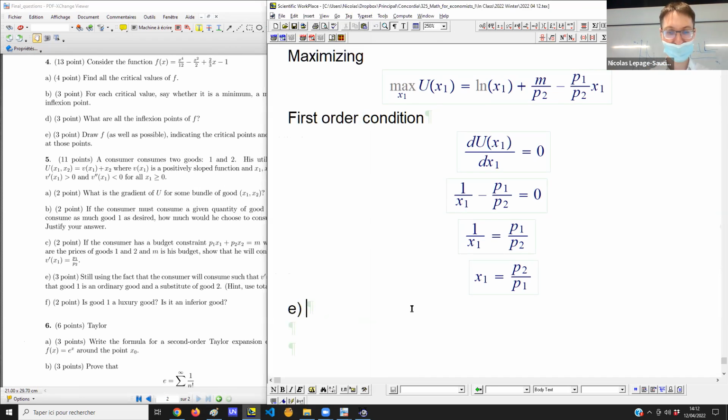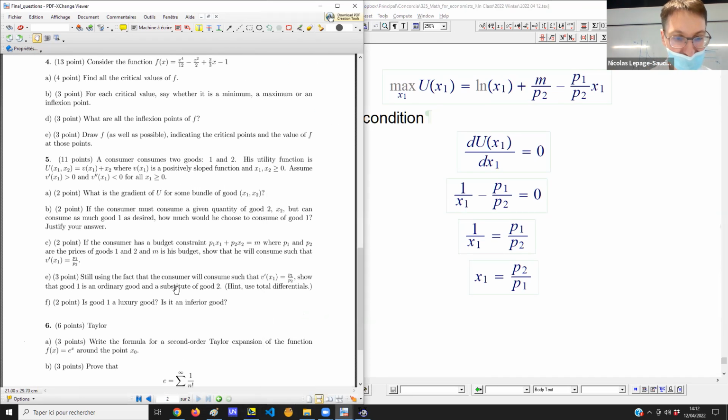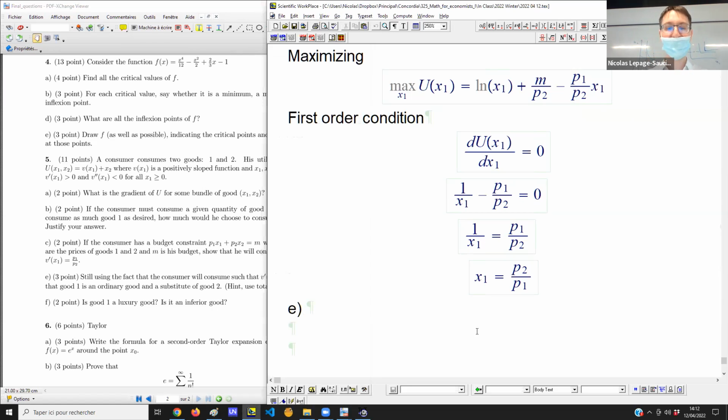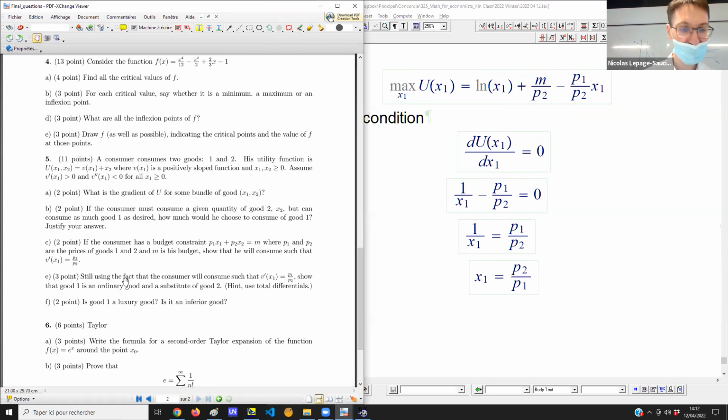And so using the fact that the consumer's choice shows that good one is an ordinary good and a substitute of good two. All right, so I think that's all right. Yeah, okay, so I'm not revealing anything special. So it's still a challenge. The last question is still a challenge. Okay, so let's go ahead and do that.